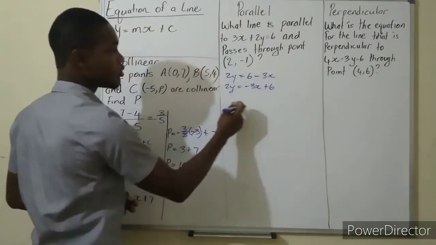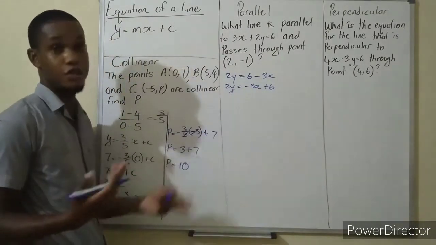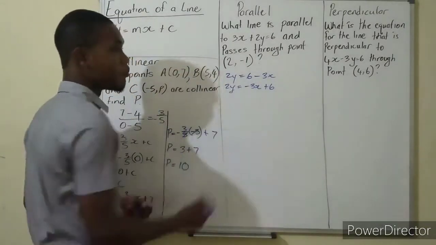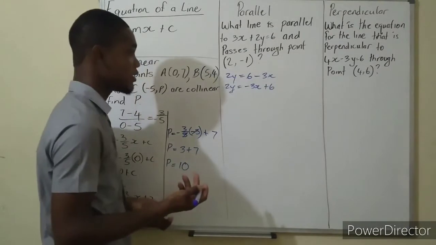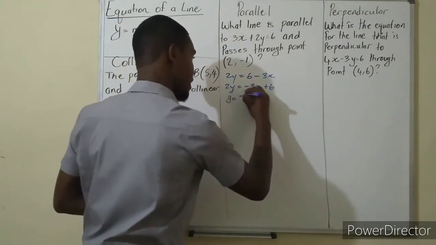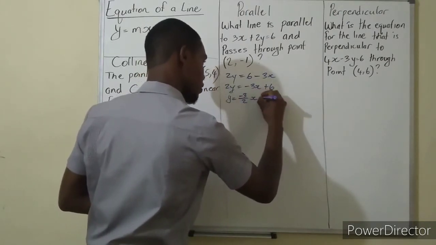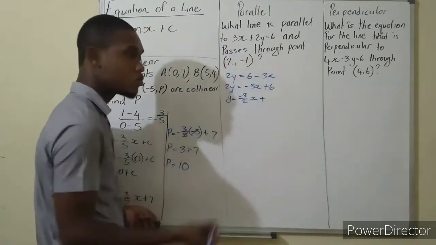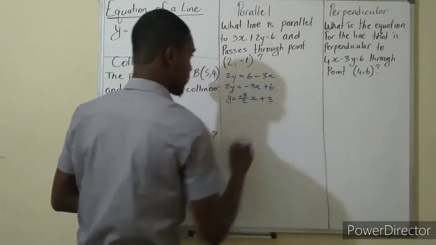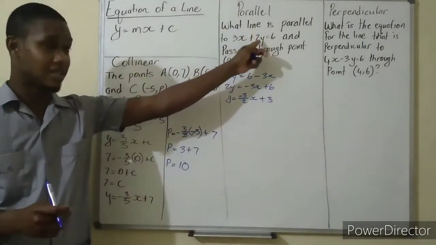When you get to this part, simply try to get rid of the coefficient of y. To get rid of it, since it is multiplying by 2, just divide both sides by it in this case. So y is equal to negative 3 over 2 x plus 6 divided by 2, which gives you 3. Now you have the equation of this line.